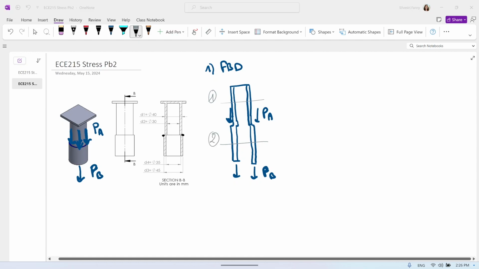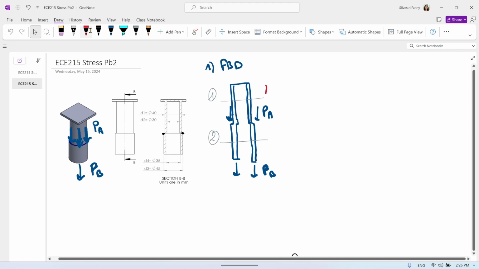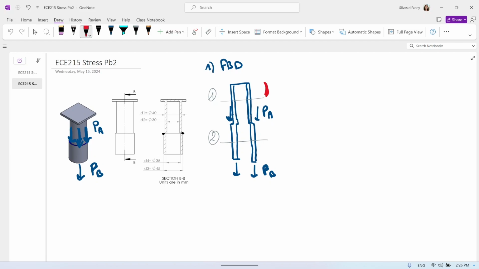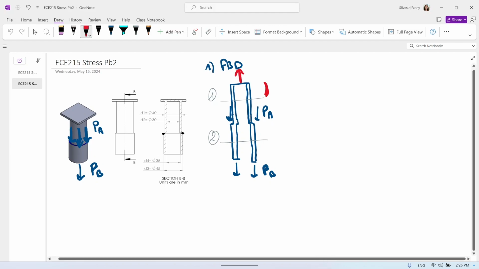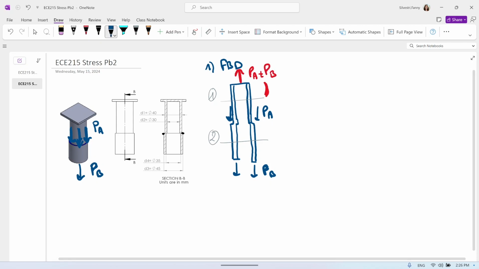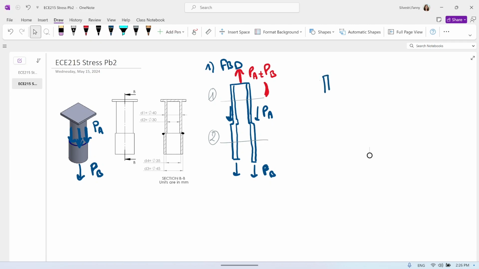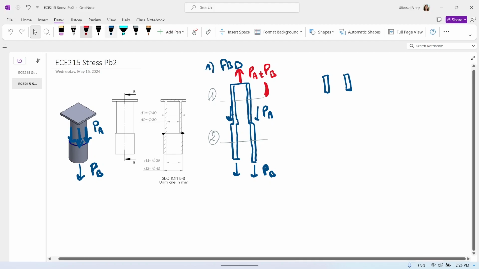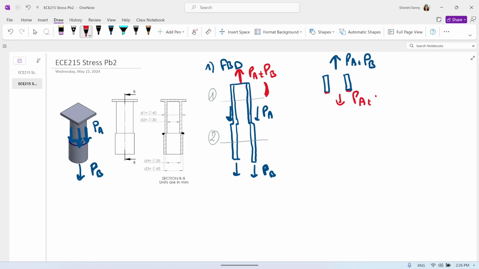Because of that, we will need to do free body diagrams of different parts. If I look at just the top part of the tubing 1, I need the free body diagram, the forces on the top. So I have PA and PB on the bottom, so on the top there, I need to have PA plus PB. Now if I cut the tubing 1 and look just at the top part, I have the forces that I know on the top, PA plus PB. So where I cut here, I also have PA plus PB. That will be for the tubing 1.